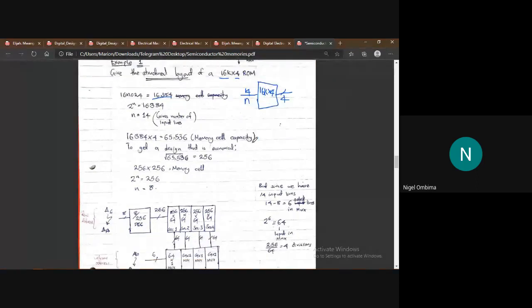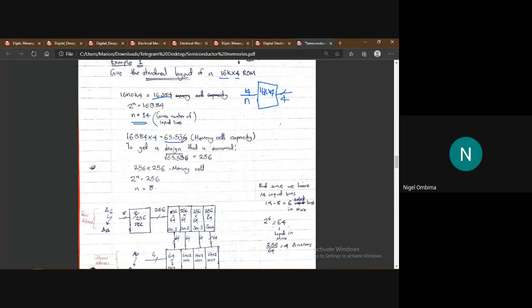But now we're supposed to start construction by using a decoder. So we got the number of input lines, which is 14. Hold on to it first. We'll use it later on. So to get the memory cell capacity, instead of constructing a 16384 by 4, so it would have 16384 rows and 4 columns, it would be uneconomical to construct such a thing.